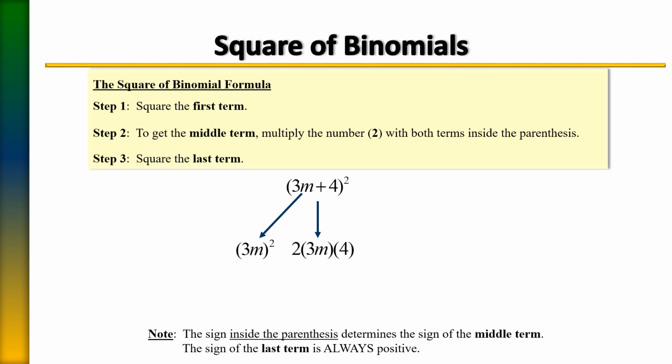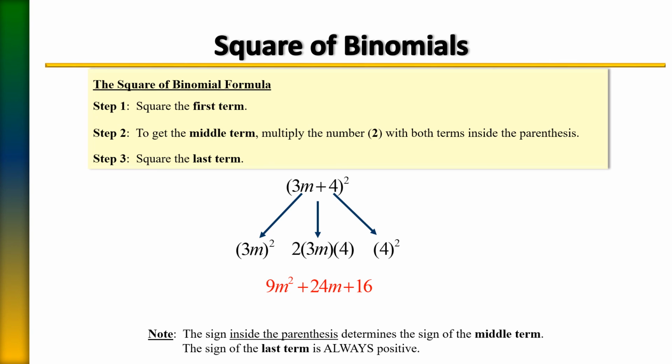2 times 3m is 6m. 6 times 4 is 24, so that's going to give you 24m. Your last term, all you have to do is square that last term. 4 times 4, which is 16. Now, in terms of your signs, the last term is always positive. Whatever the sign in the binomial is going to determine what goes there. So you're going to have a positive throughout this particular trinomial. So the final answer, let's reveal it. Yes, it is 9m squared plus 24m plus 16.